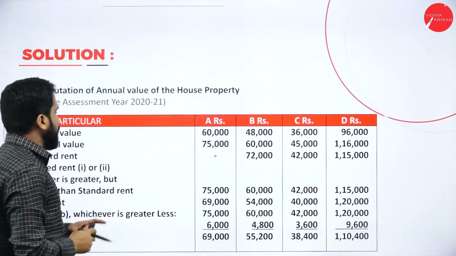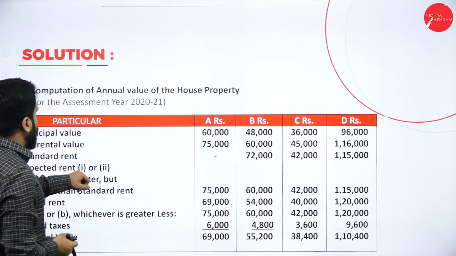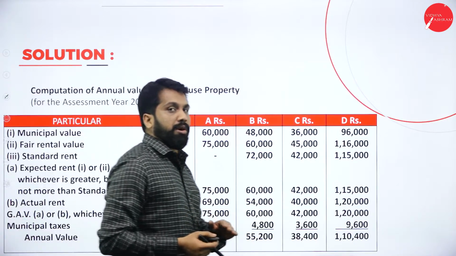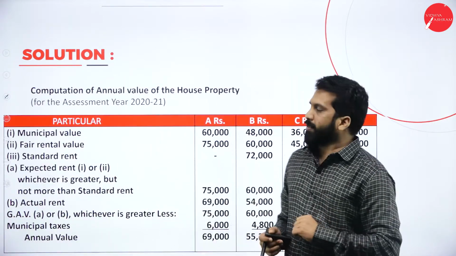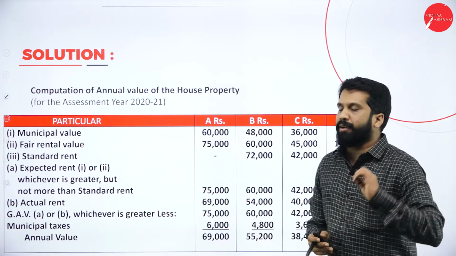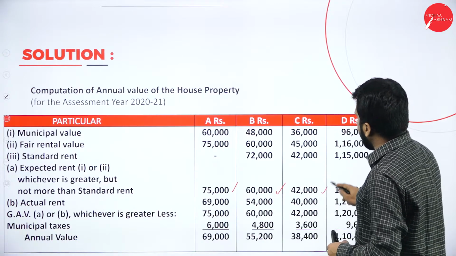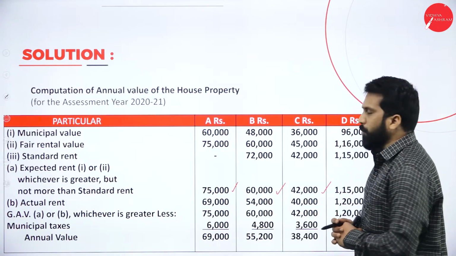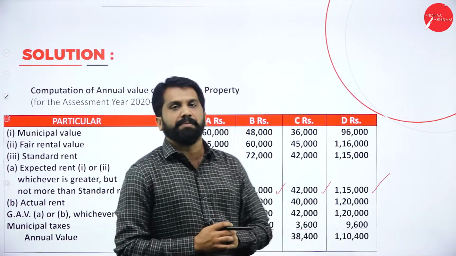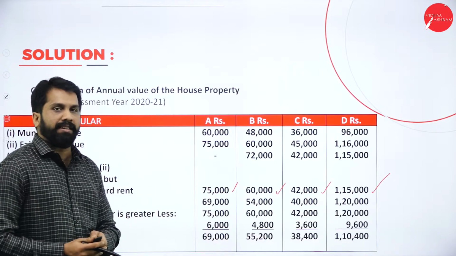How to find out? I'll go to your answer. See, your municipal value and fair value, 1 or 2, whichever is higher, is compared with standard rent. It should not be more than your standard rent. Again, compare with your actual rent, it should be higher. So the higher value is 75, higher value is 60, and so on. Clear? So this is the procedure you have to follow. If you want, we'll do it for C and D also.